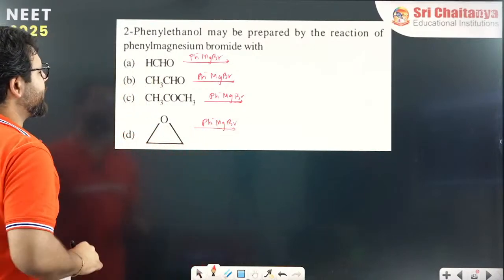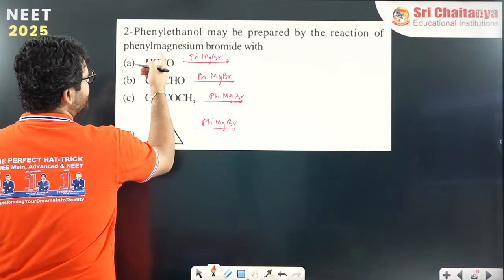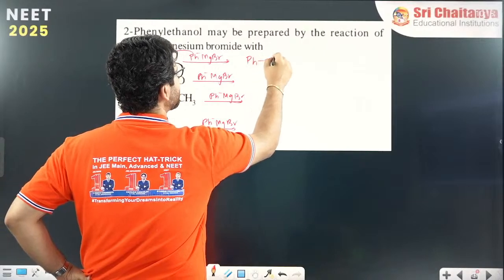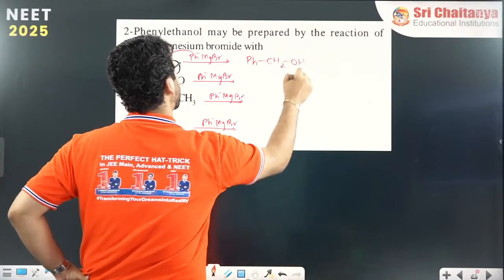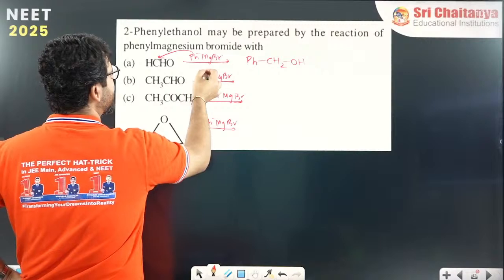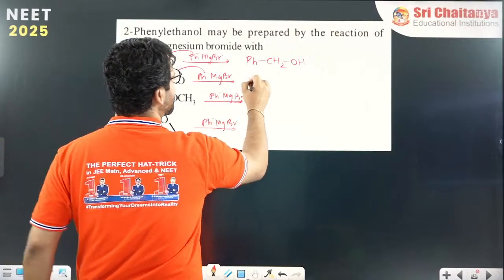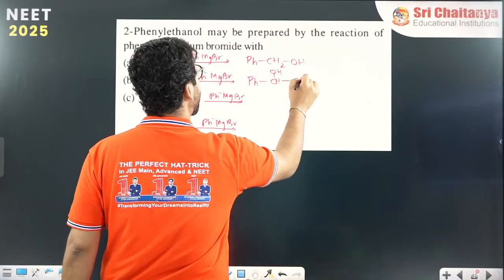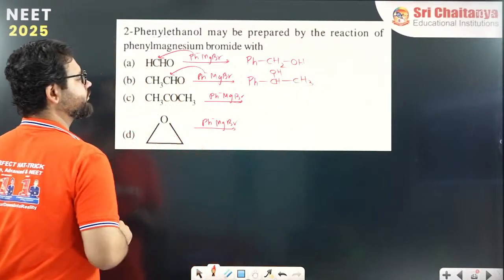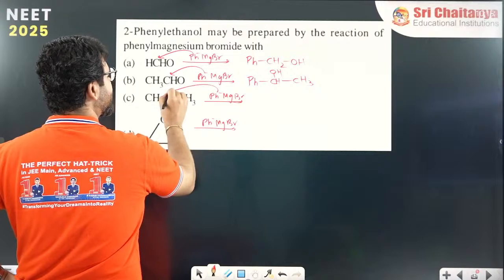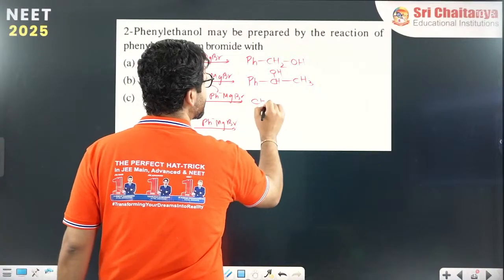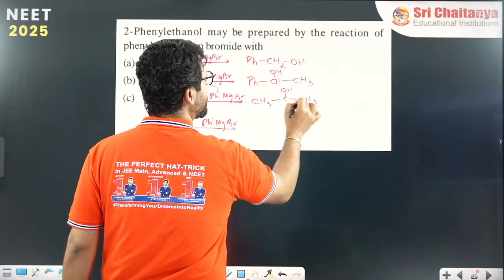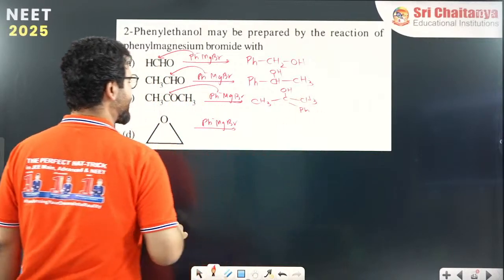So what is going to happen is, here this partial positive carbon it will attack on, so it will give you a primary alcohol, benzyl alcohol. Obviously hydrolysis is required. Here it will give you a secondary alcohol. So phenyl has attacked on a carbon which carries a OH and then a CH3. Here it will give you a tertiary alcohol giving you CH3, COH, CH3. This was acetone and here a phenyl has attacked.